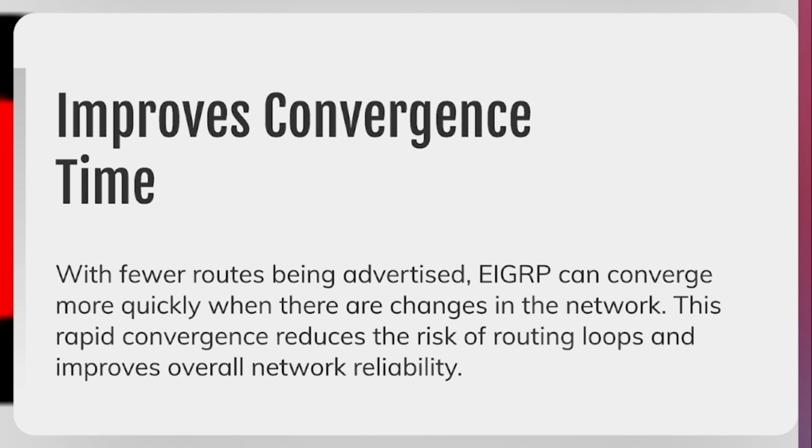It improves the convergence time, which we already know. With fewer routes being advertised, EIGRP can converge more quickly when there are changes in the network. EIGRP sends multicast packets, as we know. So if there is any change in the network, it sends a multicast packet, a group specific query message. This rapid convergence reduces the risk of routing loops, because if the convergence is slow, the packet may come back to the source and cause a routing loop. Definitely the overall network reliability will increase if you have the fast convergence feature.